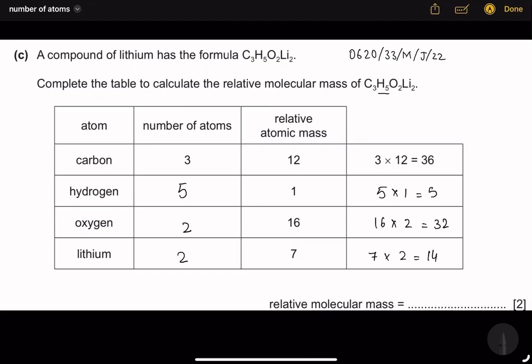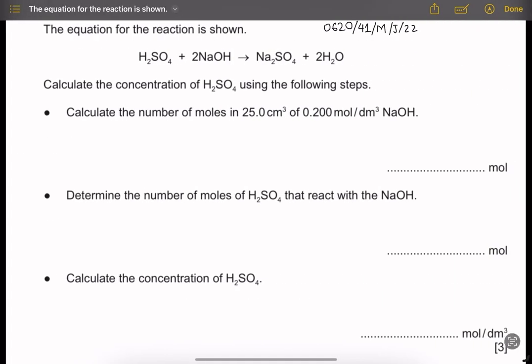We'll get 87 as the relative molecular mass. And now the next question. So this is the extended question. We have to calculate the number of moles in 25 cm cube of 0.2 mole per dm cube NaOH.